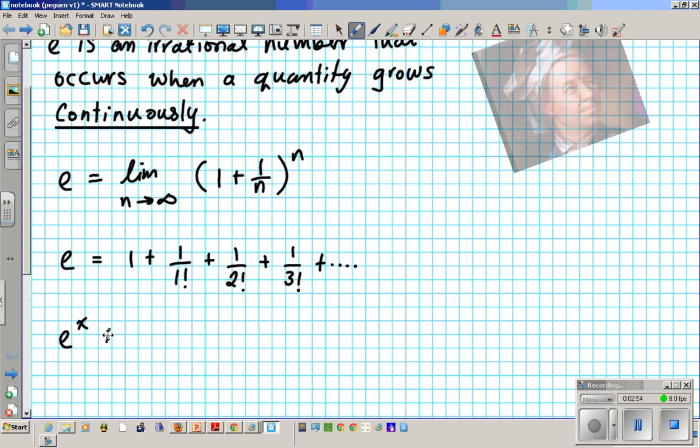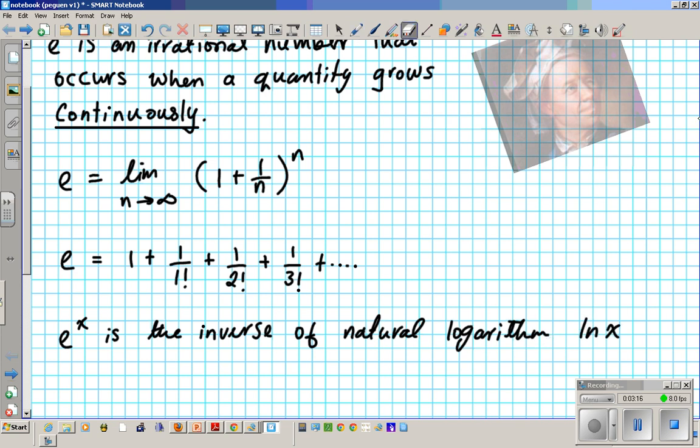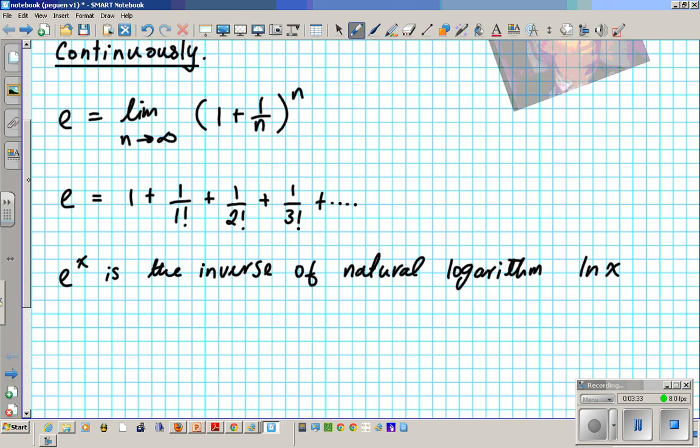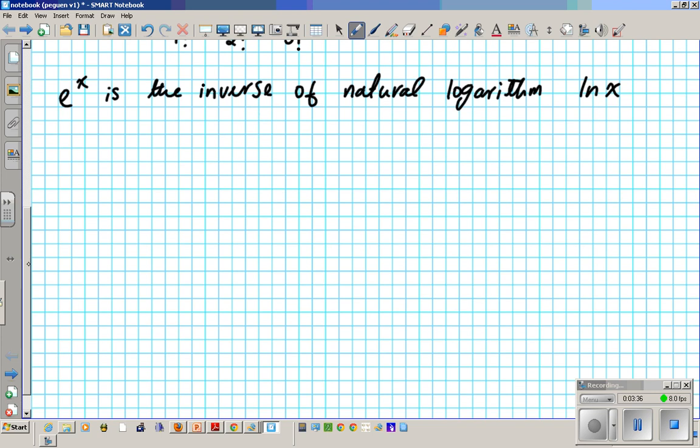Alright, another rendition: e to the x is the inverse of the natural logarithm, which is known as ln of x. Okay, so remember, anytime you want to get rid of ln of x, you're going to have to use e. If you want to get rid of e, you have to use natural log ln, your inverse. Alright? Okay, so let's look at some important formulas to keep in mind when working with equations involving a natural logarithm and its base e.